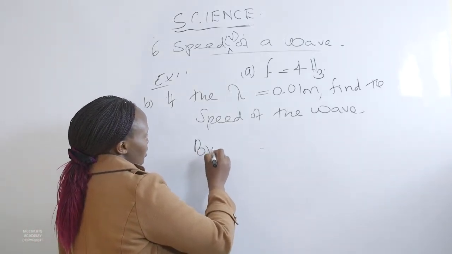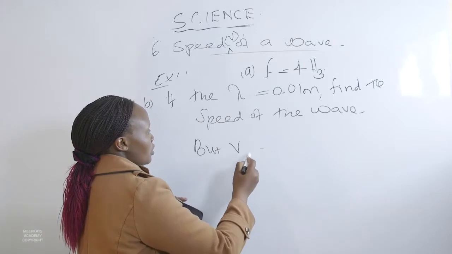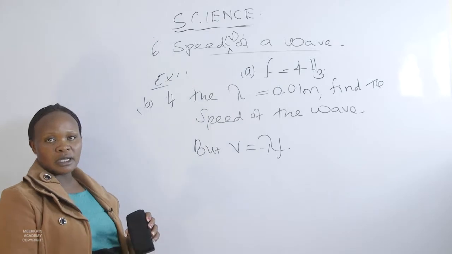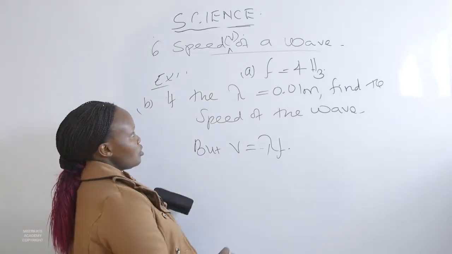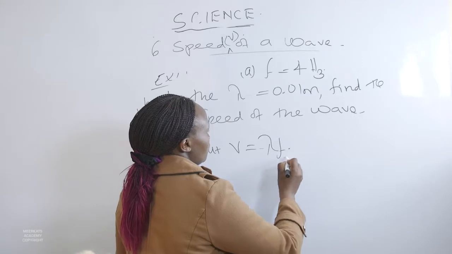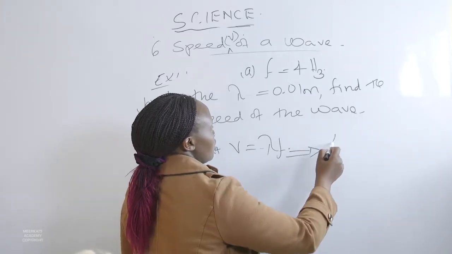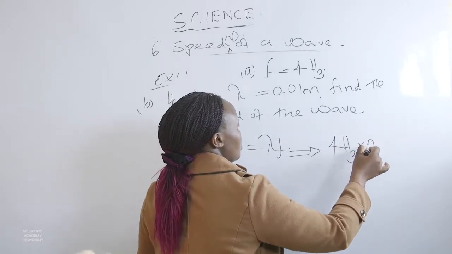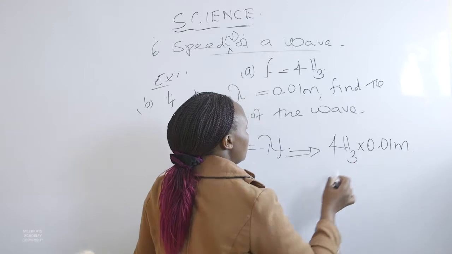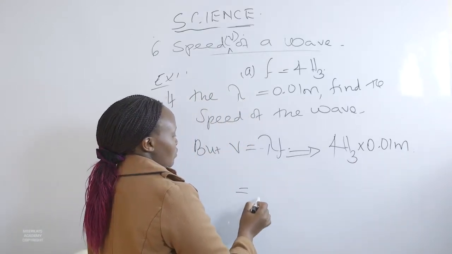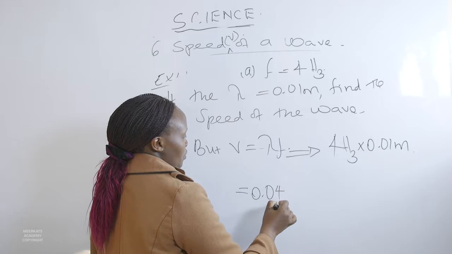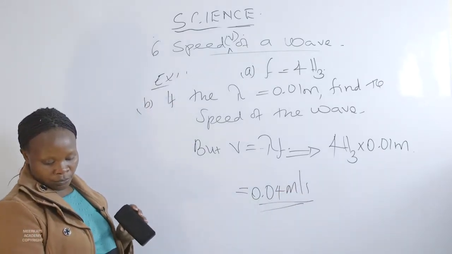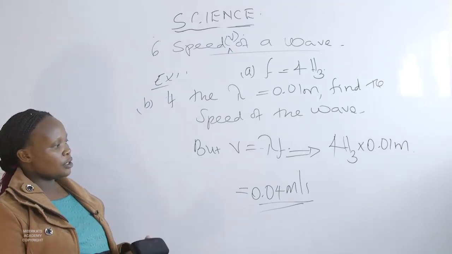Now, from our relationship, speed is given by frequency multiplied by the wavelength, each of which we have. Therefore, we can just substitute so that now speed is 4 hertz multiplied by 0.01 meters, which is going to give us 0.04 meters per second.